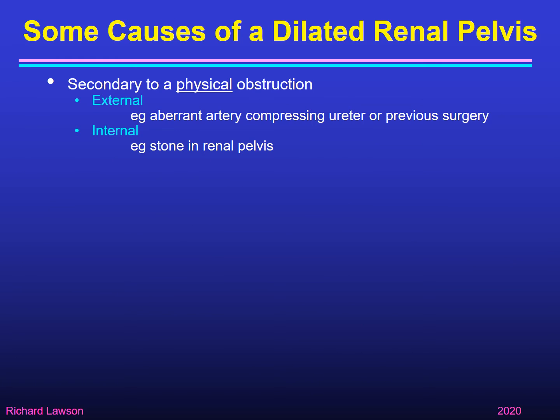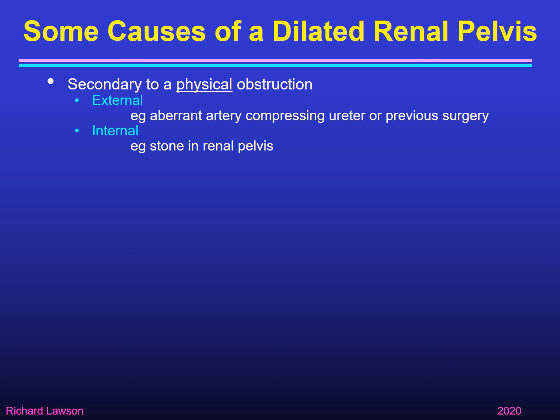So let's consider some of the causes of a dilated renal pelvis. It may occur secondary to some physical obstruction, something that could be external outside the kidney, like an aberrant artery that is compressing the ureter, or maybe previous surgery which has damaged the ureter in some way. Or it may be something internal to the kidney, for example a stone that has lodged itself in the renal pelvis. Now, nuclear medicine is not generally particularly interested in these physical obstructions.